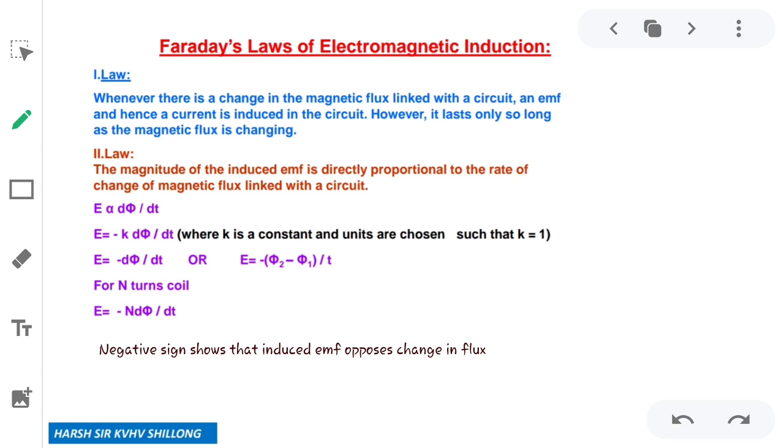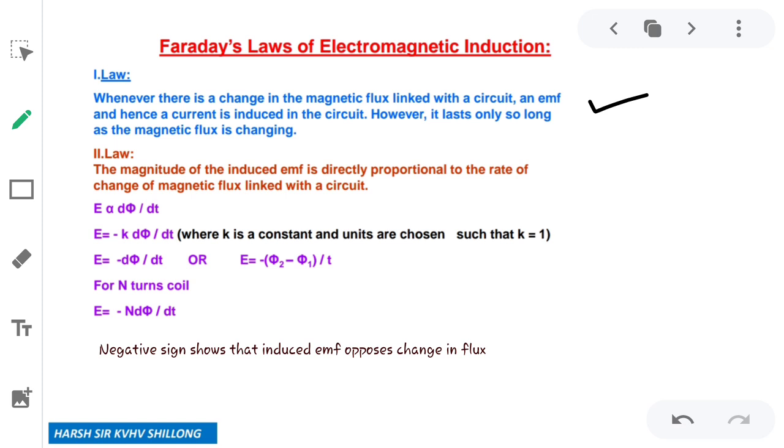So, from the two experiments, Faraday gave two laws. The first one gives a condition for when EMF will be induced. The condition is that whenever the magnetic flux linked to the coil or the circuit changes, EMF is induced across it, or the current is induced. Fine. The second law is a mathematical equation giving the value of how much EMF will be induced.